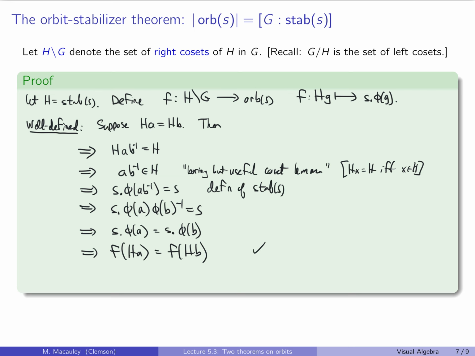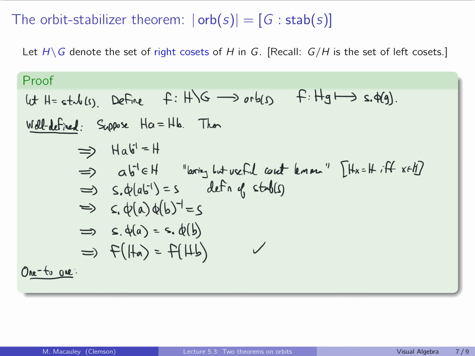Okay, so our function is well-defined, and now we just have to show it's a bijection. So why is it one-to-one? To show that it's one-to-one, we have to suppose that we have two inputs that get mapped to the same output. So suppose that F of HA equals F of HB, and we have to conclude that HA equals HB. And remember how sometimes well-defined and one-to-one are often dual properties? So if we have one of them, we can just get the other.